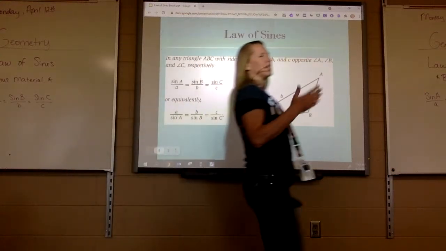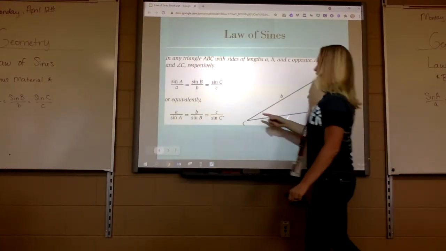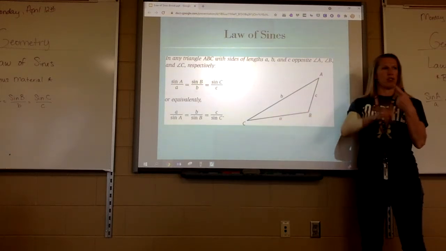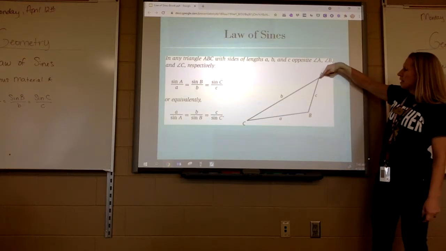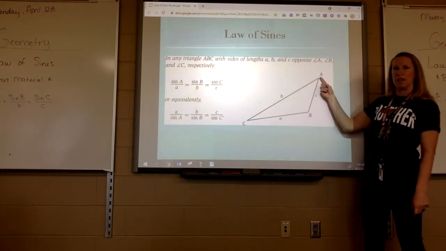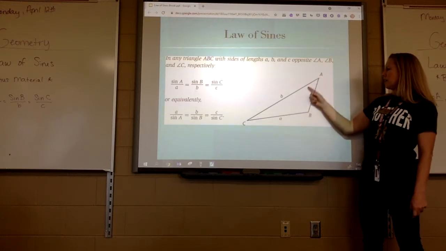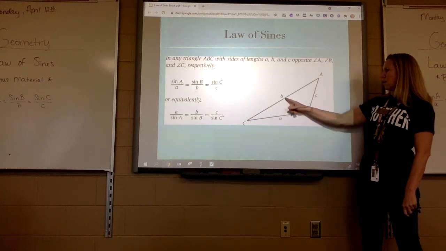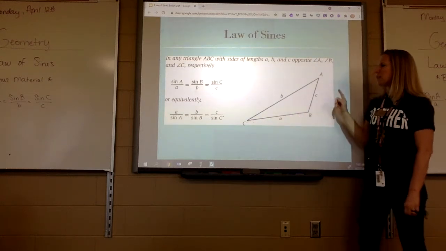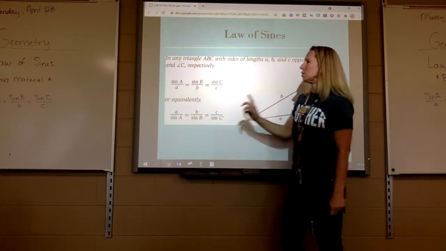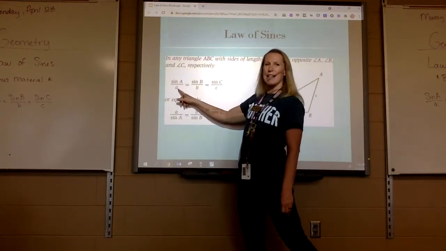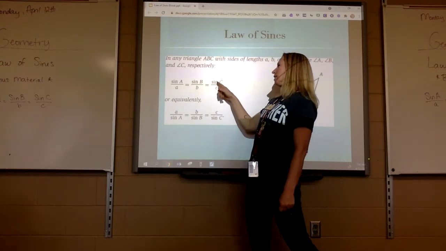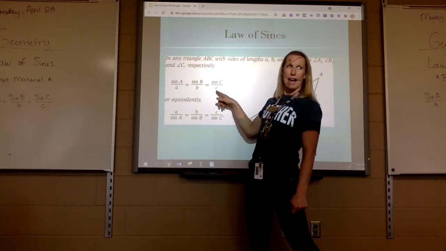So this is what the law of sines is. It looks like a proportion, actually. In a triangle, if I label my sides A, B, and C, in trigonometry, the opposite side is always the lowercase of that angle. So this is angle A. Do you see how the opposite side is lowercase a? Okay. And capital B, lowercase b, capital C, lowercase c. So basically, we're just going to set up proportions. The sine of A over the side of A would equal the sine of B over the side of B, which in turn equals the sine of C over the side of C.